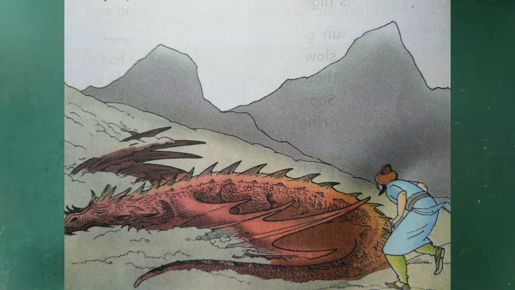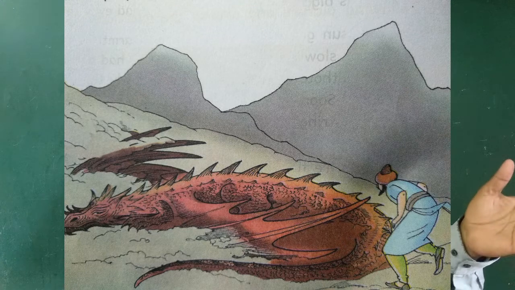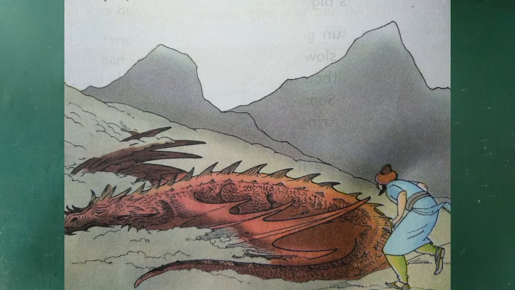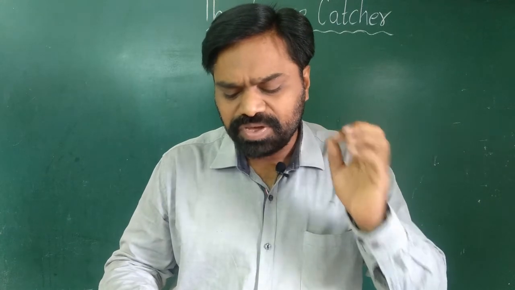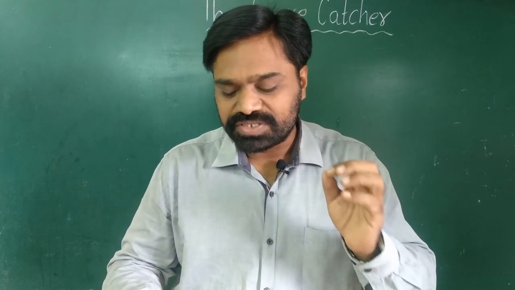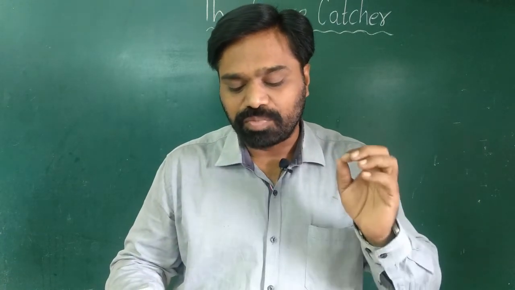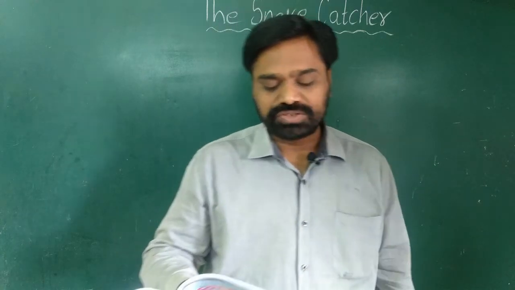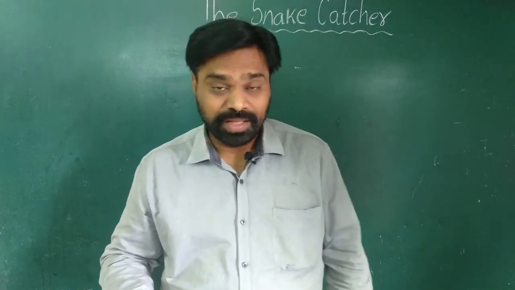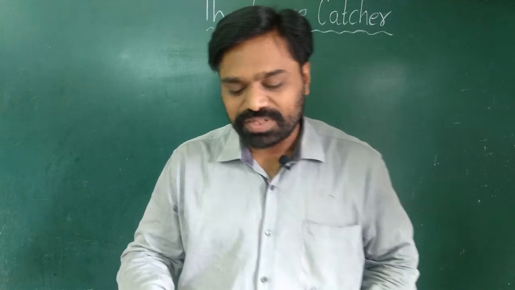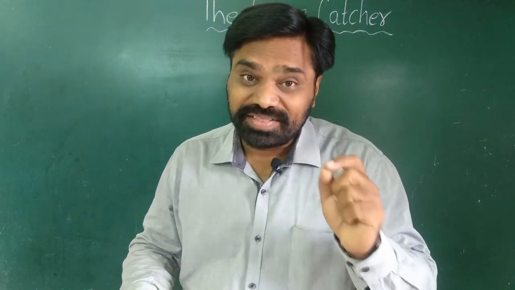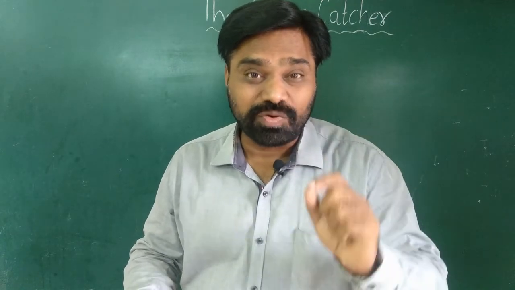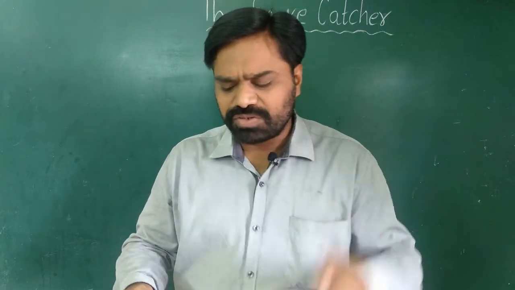See the next paragraph. Foolish man that he was, he searched through the snowy mountains. He found a terrible and fierce looking dragon which seemed quite dead from cold, but it was dormant in state. Now you have to understand very carefully this sentence. Foolish man that he was. Now here the snake catcher is called foolish. He was a fool. Why he was a fool?